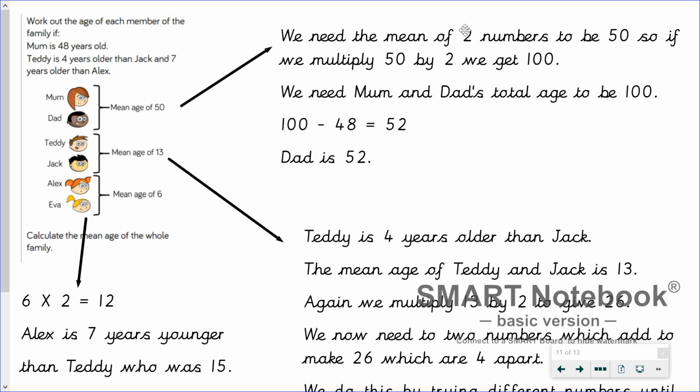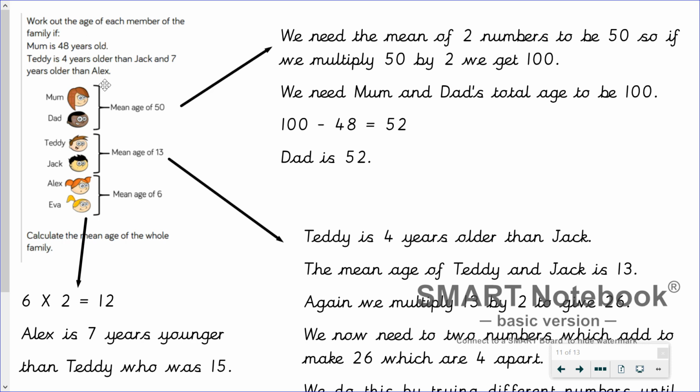The final one was a bit of a thinker. There's lots of writing here. I'm going to talk you through bit by bit. Work out the age of each member of the family if Mum is 48 years old, Teddy is 4 years older than Jack, and 7 years older than Alex.